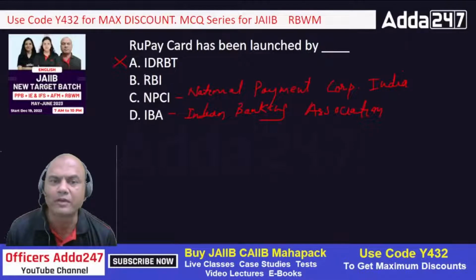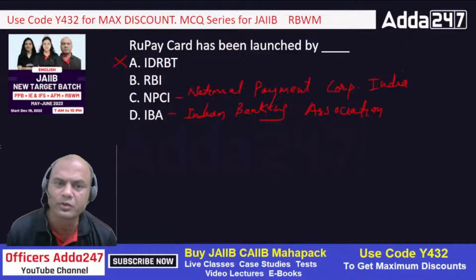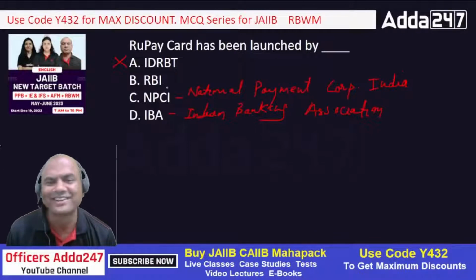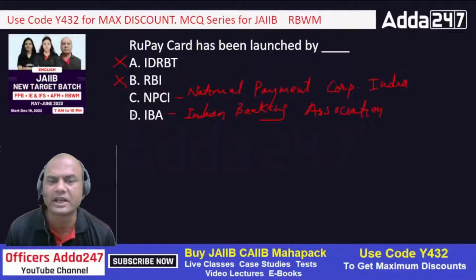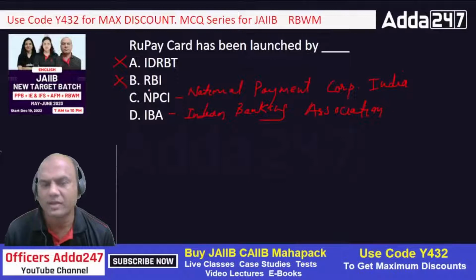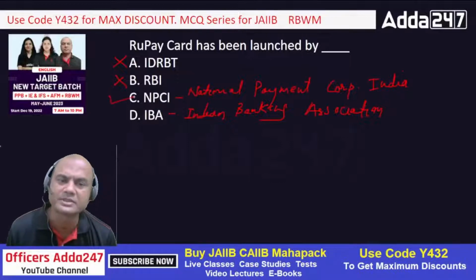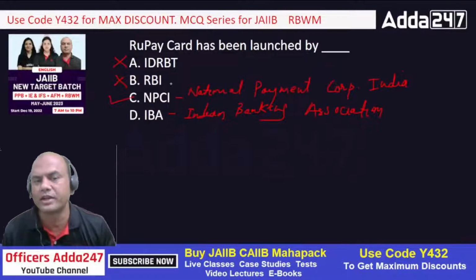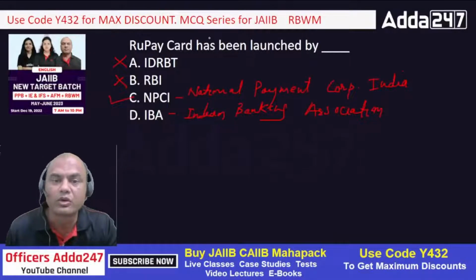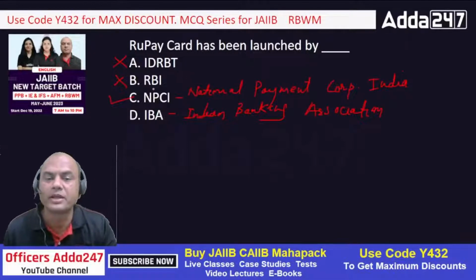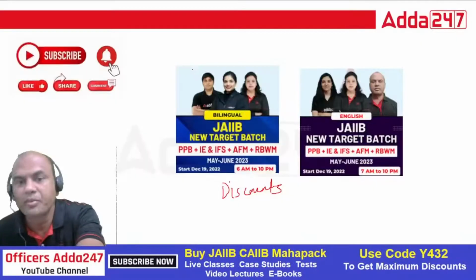Okay, then your bank will remove you from the job if you don't know the full form of RBI, isn't it? Okay, jokes apart. So the answer is either C or D. So who's this? NPCI or IBA? Correct? The answer is C. NPCI, National Payments Corporation of India. It's a huge company and all the UPI, RuPay card, everything is done by this NPCI only.